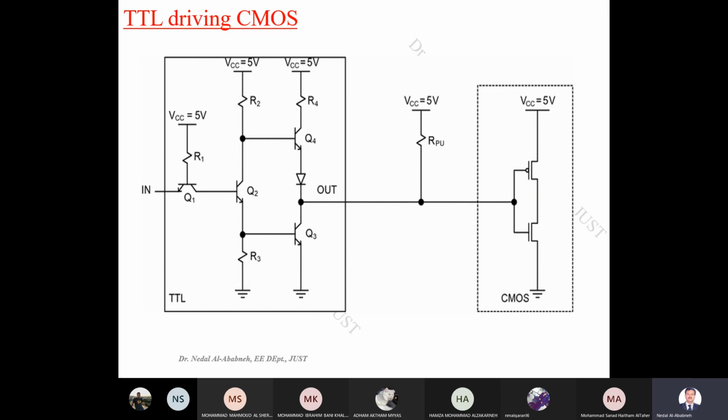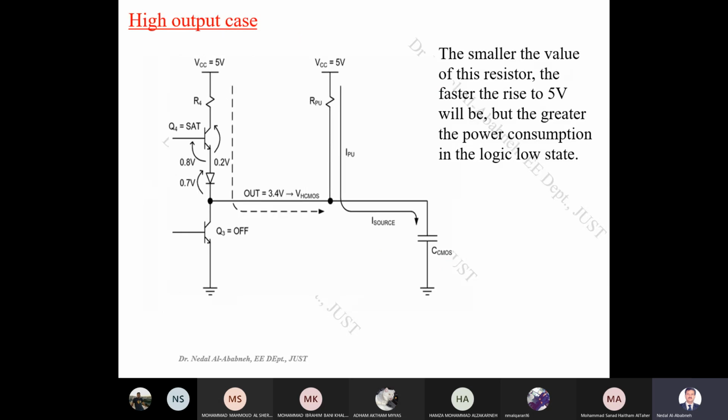Now, TTL driving the CMOS. Notice this is a CMOS inverter, and this is a TTL inverter. We are using a totem pole network, but we have to get into the dynamics of the circuit to be able to describe how pulling up takes place within this network. For example, let's talk about the high output. Notice in the high output state, this transistor is on, and the driver is the pull up network for the TTL.